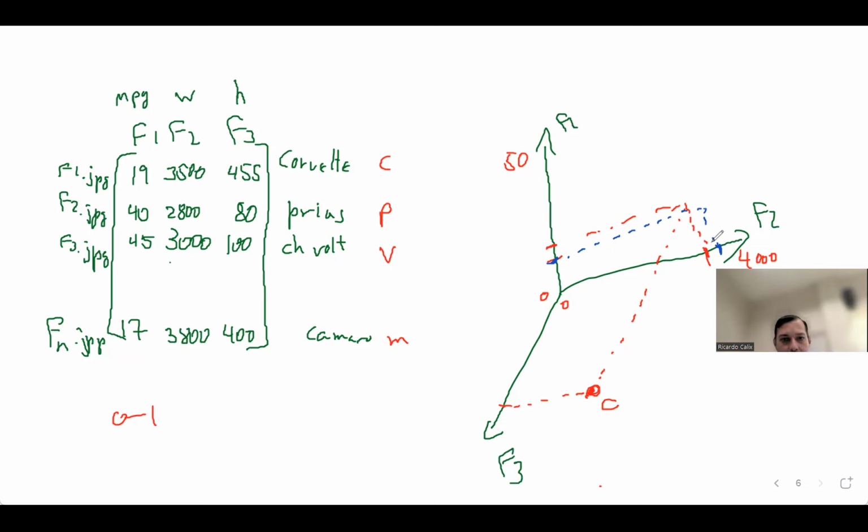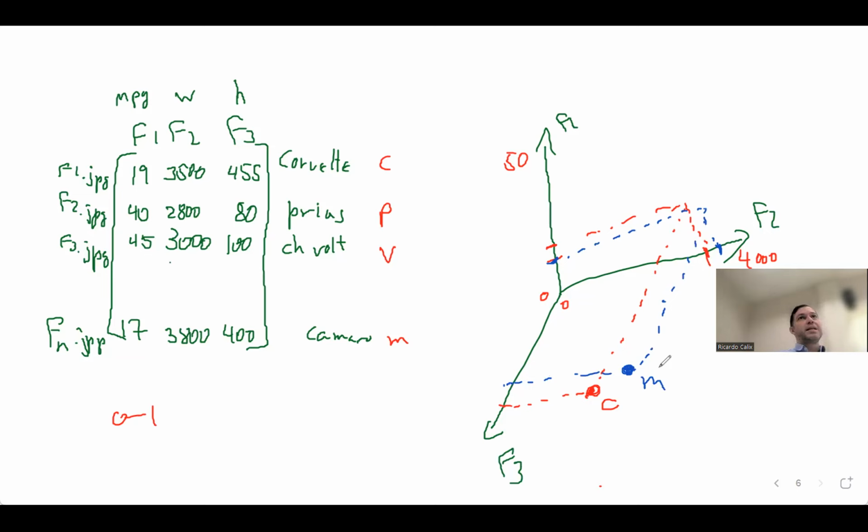And then the F3 for the Camaro is 400. For the Corvette it was 455. So it's a little bit down here. So then this one comes out to about there. That's M. Do you see that? Those 2 points are where they exist in the vector space. If you notice, they're close to each other. Why? Because they have similar horsepower, similar miles per gallon, similar weight.